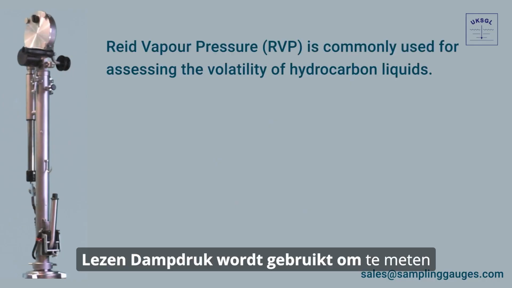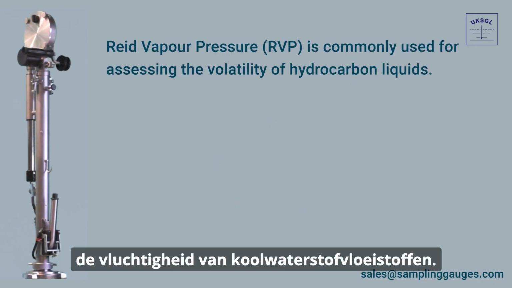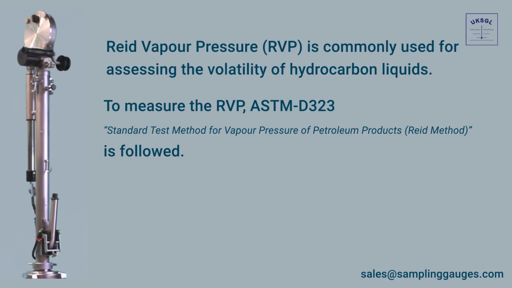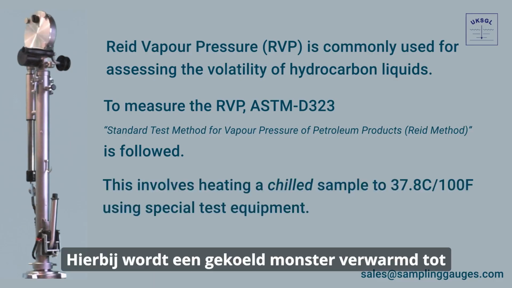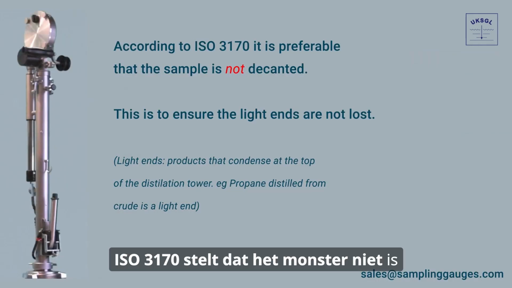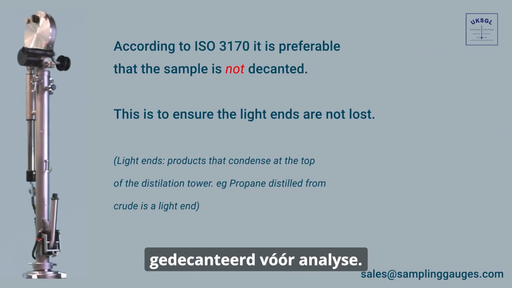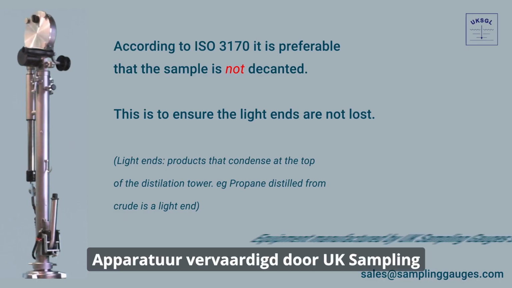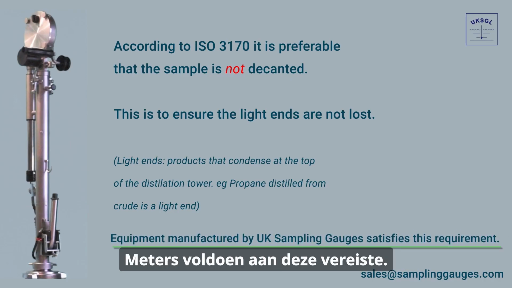Reid vapor pressure is used to measure the volatility of hydrocarbon liquids. The test method is described in ASTM D323. This involves heating a chilled sample to 37.8 centigrade or 100 degrees Fahrenheit. ISO 3170 states that the sample is not decanted prior to analysis. This is to ensure light ends are not lost. Equipment manufactured by UK sampling gauges comply with this requirement.